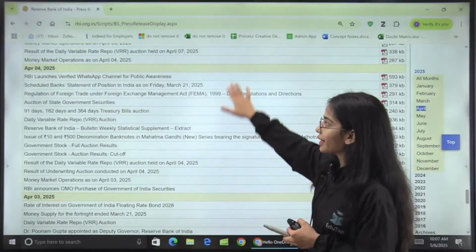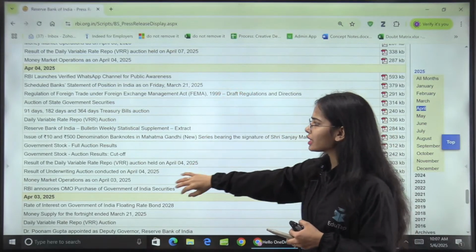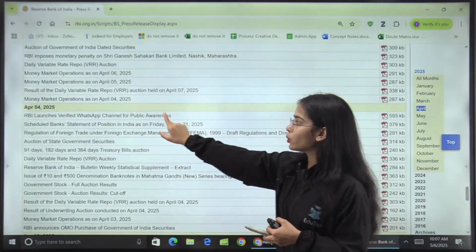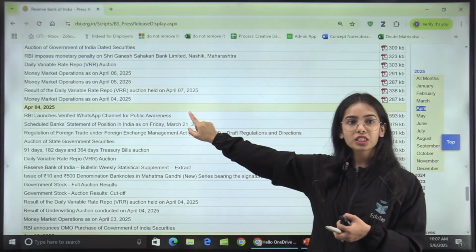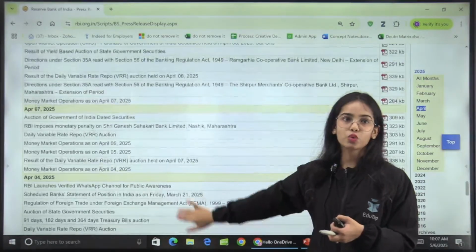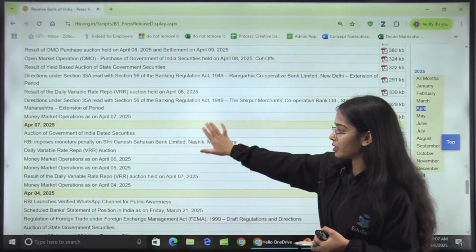Next is, again here you can see there is all the regular operations that the RBI is doing. Only this is new, that RBI has launched the verified WhatsApp channel for the public awareness. So this you will have to cover. Other than that, there is no new notification here also.